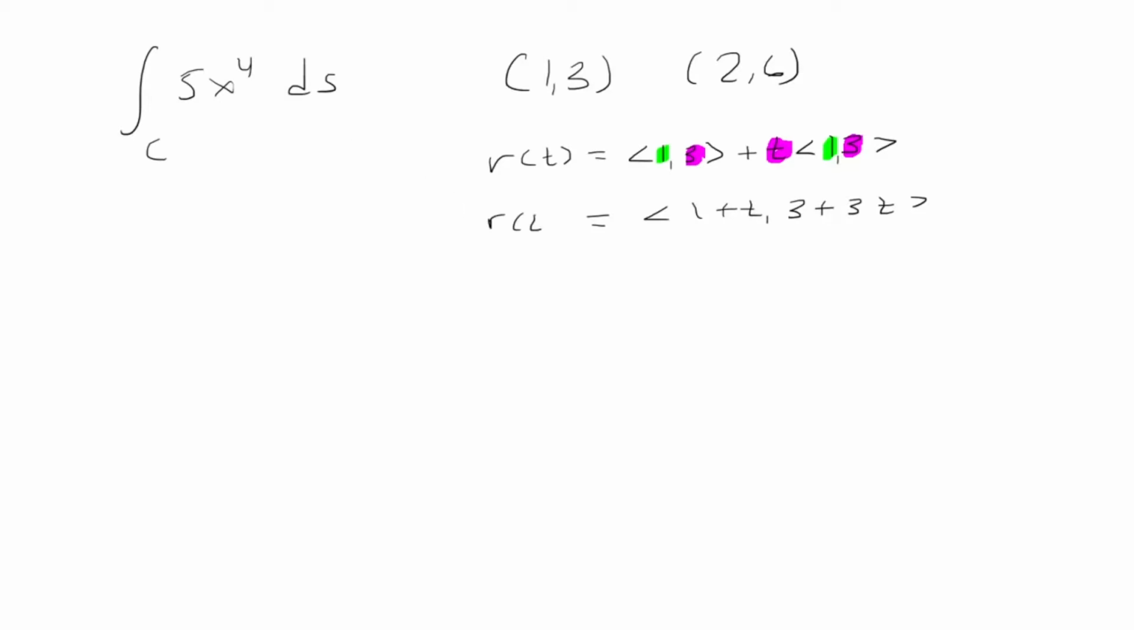Alright, since we found r of t, let's also find r prime of t. That's going to be (1, 3). Next step, we want to find f of r of t. F is 5x to the 4th, so we're going to replace x with x of t, which is 1 plus t. Right, this is the x of t, and this is the y of t.